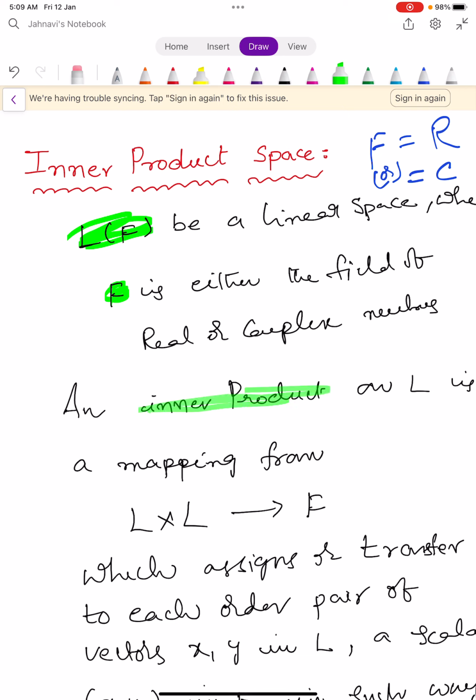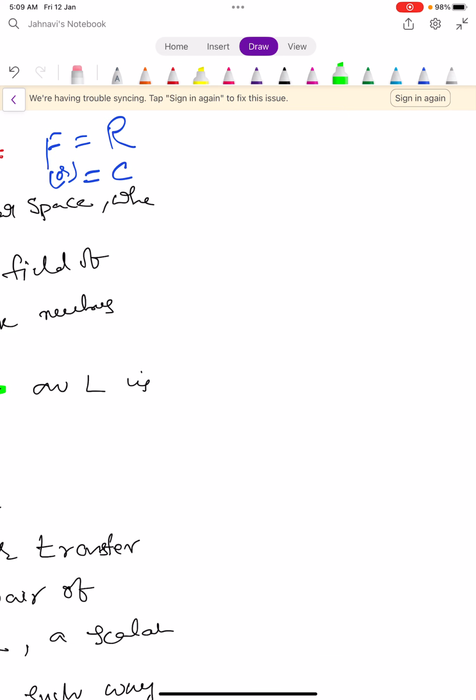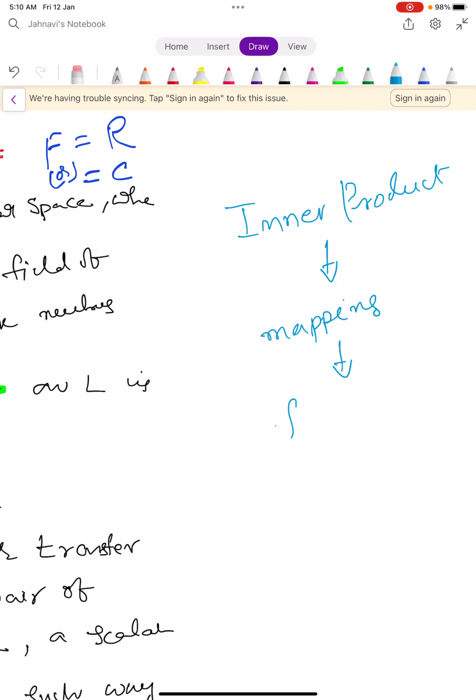An inner product on capital L is a mapping. It means an inner product is a function. Inner product means it is a mapping. Inner product means it is a transformation. All are equivalent words. I repeat: an inner product means it is a mapping, a mapping means it is a function, and a function means a transformation. All are equivalent words.